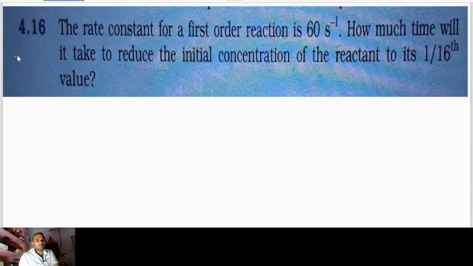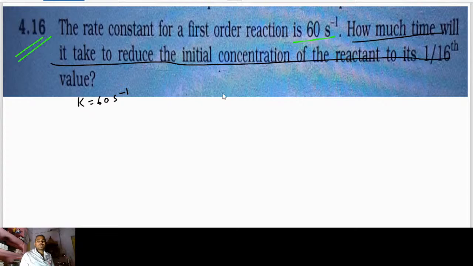Question number 16 we are going to solve, student, and we'll check what the answer can be. In question number 16, you see the rate constant they are talking about. Here you see the rate constant of the first order reaction is 60 per second. So K is equal to 60 second inverse. How much time will it take to reduce the initial concentration of reactant to 1/16?